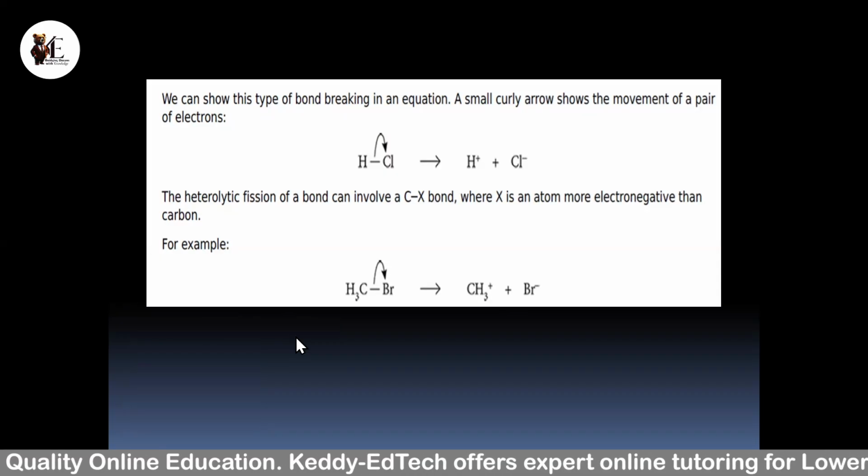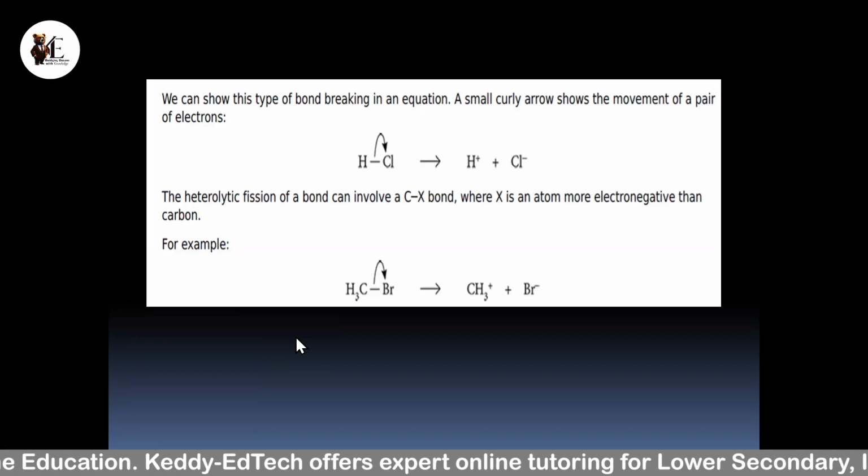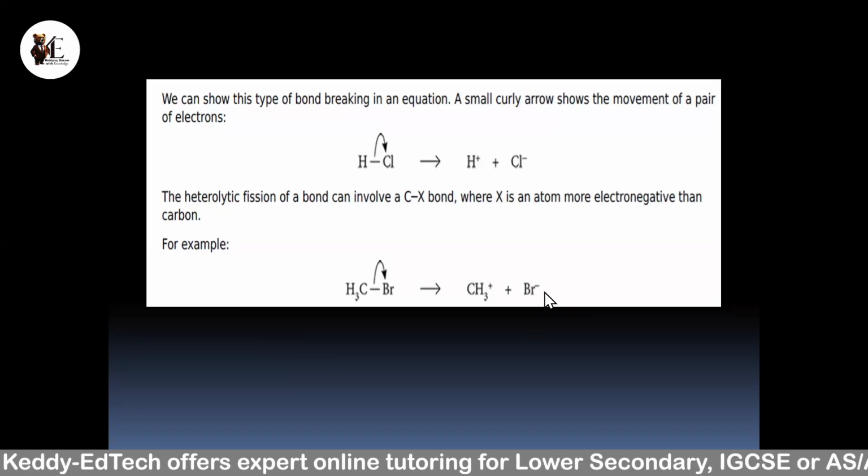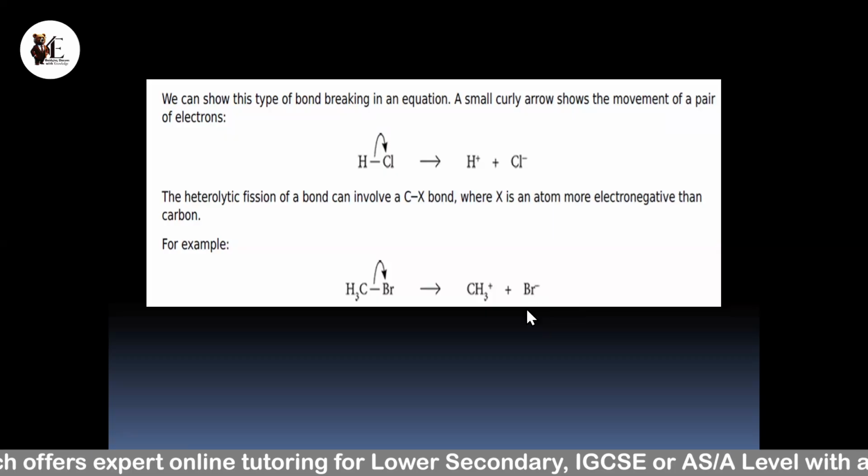Why is it called carbocation? Because there is a positive charge on the carbon atom, right? This Br minus is not a carbocation because here there is no carbon atom. It is only an anion.